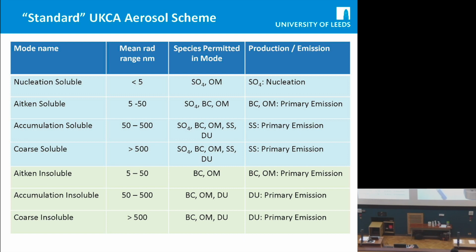What we've highlighted here is the main routes of these species entering the modes. So with sea salt, the primary emission would go into the larger modes, whereas something like sulfate is formed through nucleation, and I'll talk about that in a second. So that's where it enters the size distribution at that lower end.